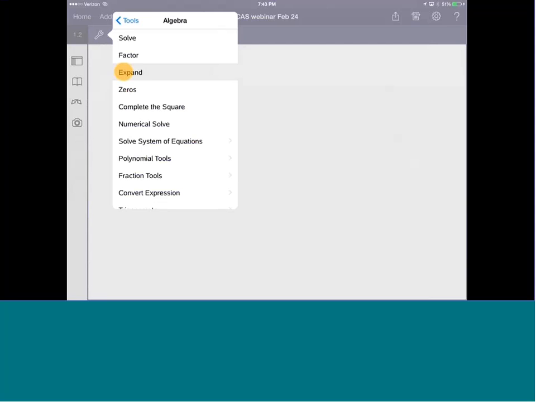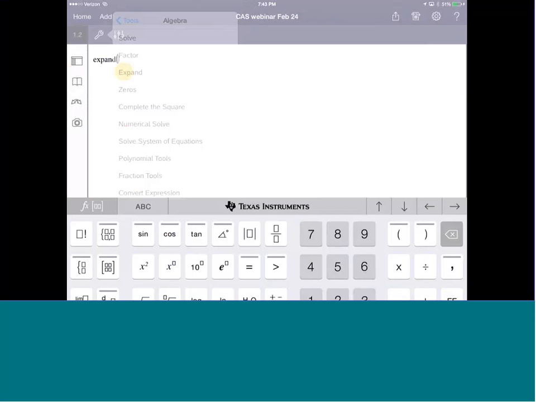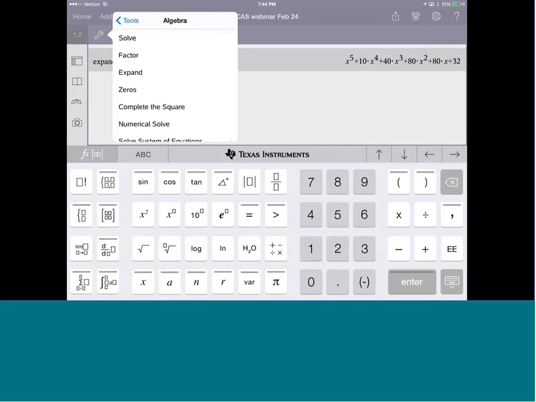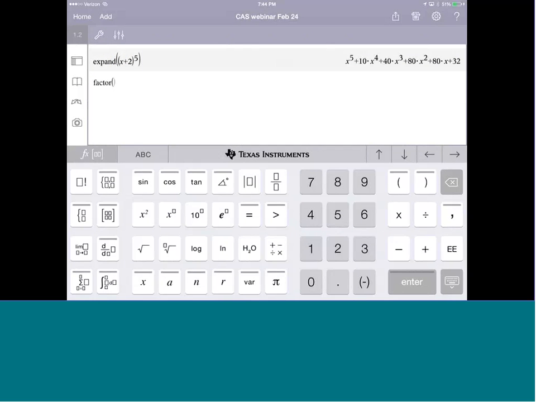So first of all, let me go ahead and expand. And this keyboard that pops up is not an Apple keyboard. It's kind of an equation editor or math type thing, and it's wonderful. It has everything you could possibly want. So I'm going to expand the quantity x plus 2, raised to the 5th power. And because it's a CAS, it will do it immediately. I'll go back to the algebra menu, and let's look at factor. How about factor x squared minus x minus 6, a simple one. You can see it factors nicely.